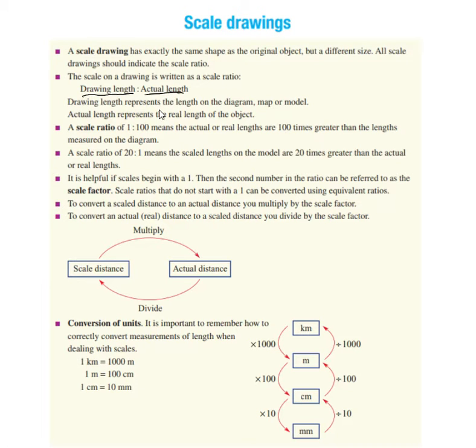In most cases, the scale ratio begins with a 1. The reason it begins with a 1 is that it makes it easier to read the ratio. So for example, a scale ratio of 1 to 100 means that the actual length, which is this one here, is 100 times bigger than the measured length or the drawing length. Okay, 1 to 100 means 100 times bigger.